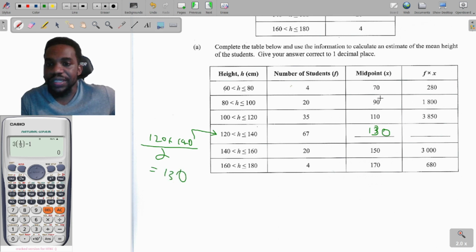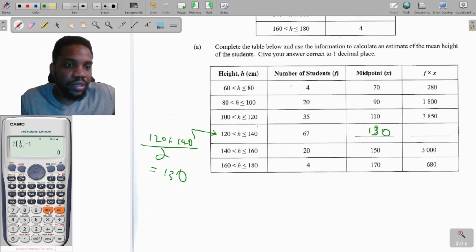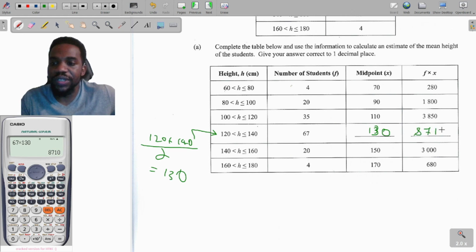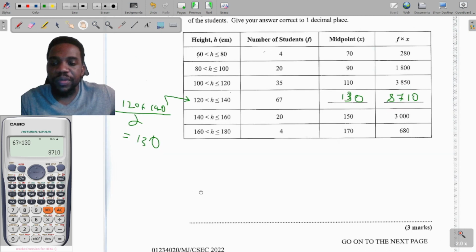Now this says the frequency multiplied by x, and x represents the midpoint. So that's going to be 67 multiplied by 130. Of course, your calculator will do that perfectly fine for you. So let's bring up the calculator. So let me delete this. So that's 67 multiplied by 130. That's 8,710, right? 8,710, and that goes there.